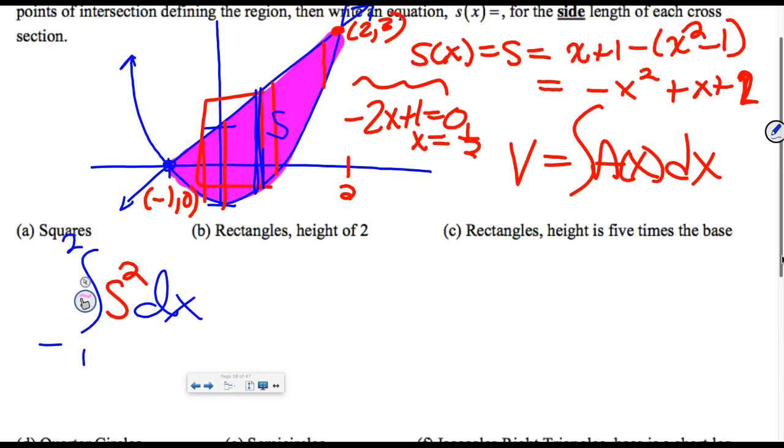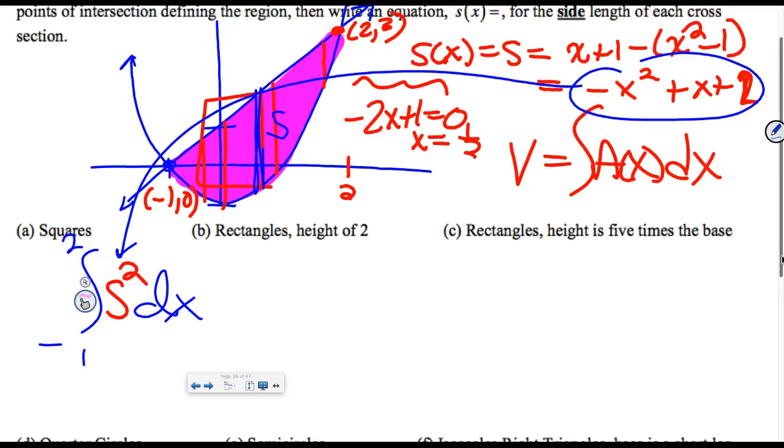-1 to 2. Where would I get S from? It's right here. It's the same for all of them, so we'll just dump it in. I am not going to square that, and I am not going to integrate it. That's why these are going to go fast. All right, the next one.